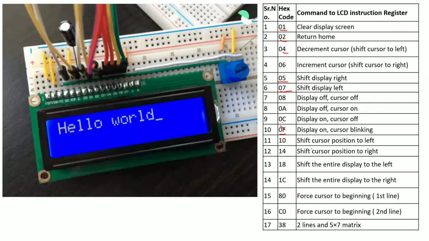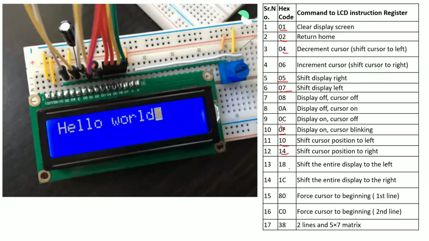And the next one is 10. 10 means shift cursor position to the left. So we are going to shift the position of the cursor to the left. Okay, so it will come to the D. If you want to change that D, we can change the D to A or B, whatever you want. Similarly you can shift the cursor position to the right, and the command for that is 14.